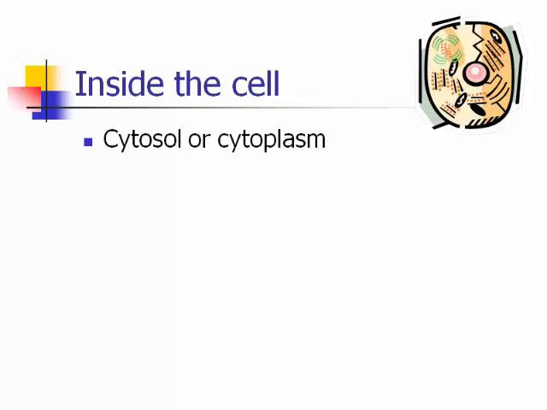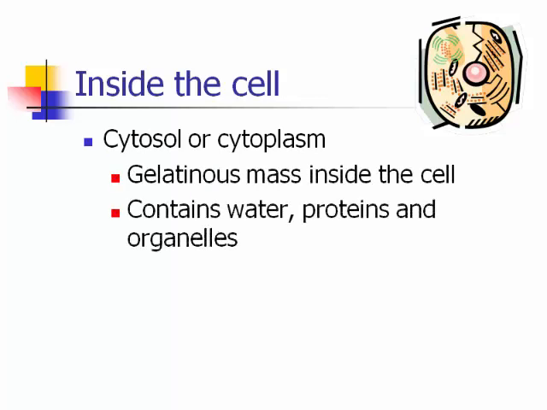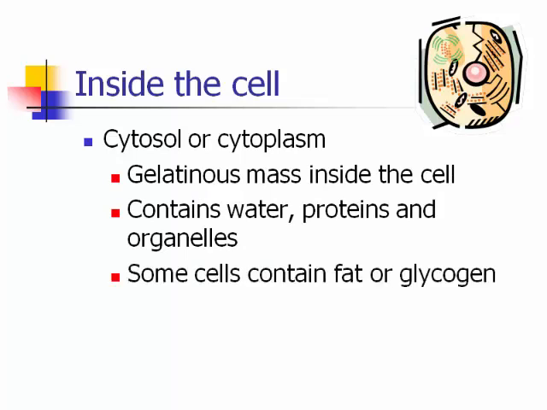So inside the cell, remember the goo inside is called the cytosol or the cytoplasm, that contains mostly water, a lot of proteins, organelles. Some of them are specialized to contain fat or glycogen. So remember, fat tissue is called adipose. The glycogen, I think I mentioned this last time, 2 places where you can find it. Do you remember? The liver and skeletal muscle.